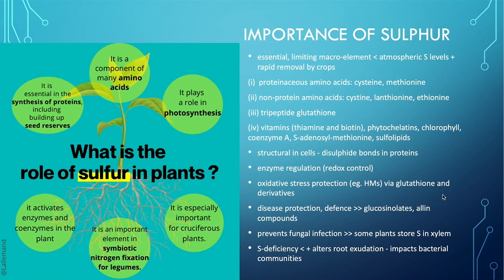Sulfur also prevents fungal infections, and some plants actually accumulate or store sulfur in the xylem tissue, where the water is transported within the plant. They accumulate that and protect the plant from fungal infections. Sulfur deficiency means that there is a reduction and alteration of root exudates, and this impacts bacterial communities. Bacteria around the root zone are there to actually provide that sulfur, but if there's a deficiency in these microbes, this prevents other microbial processes as the communities of microbes, or the biodiversity, is diminished.